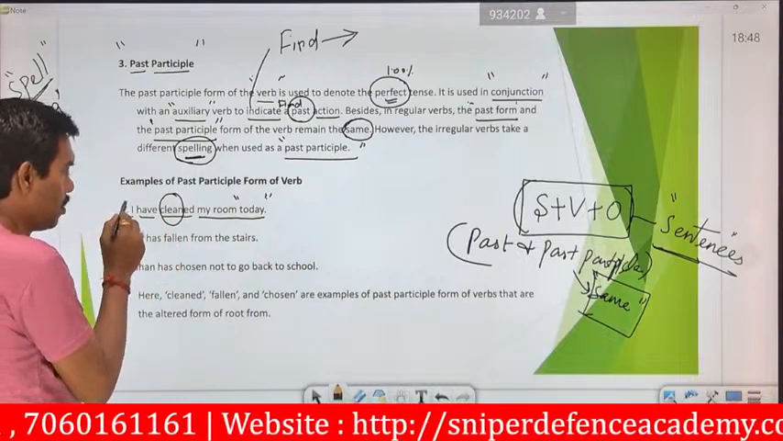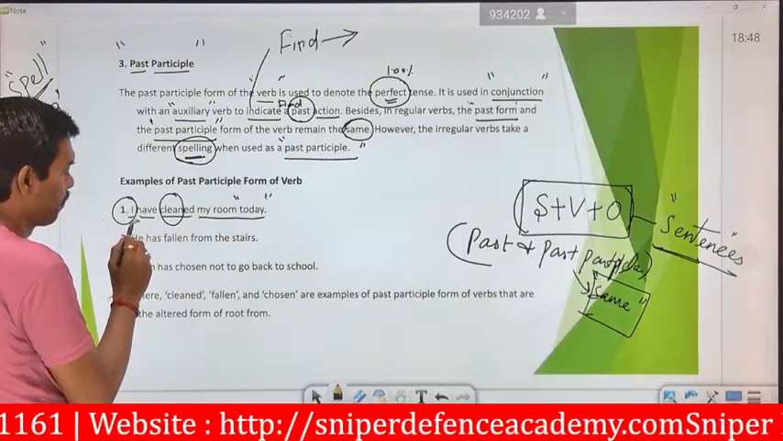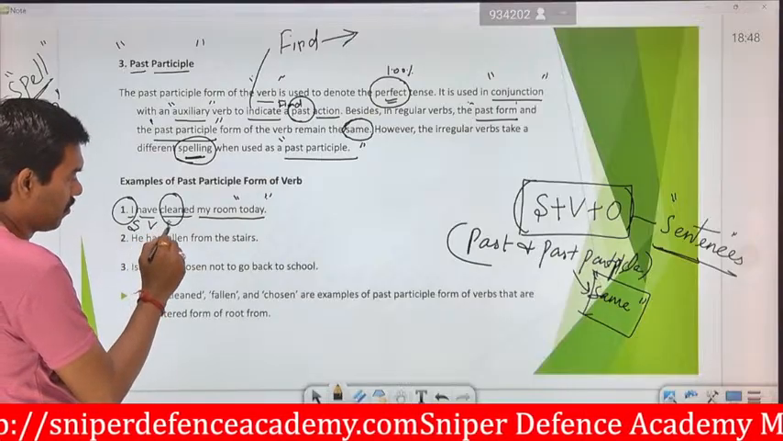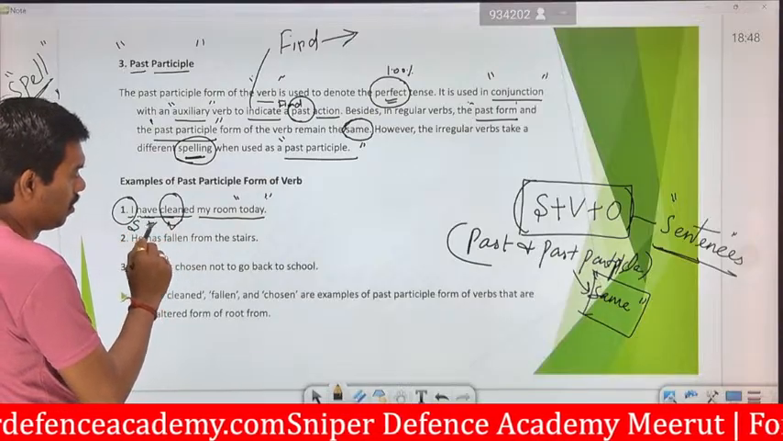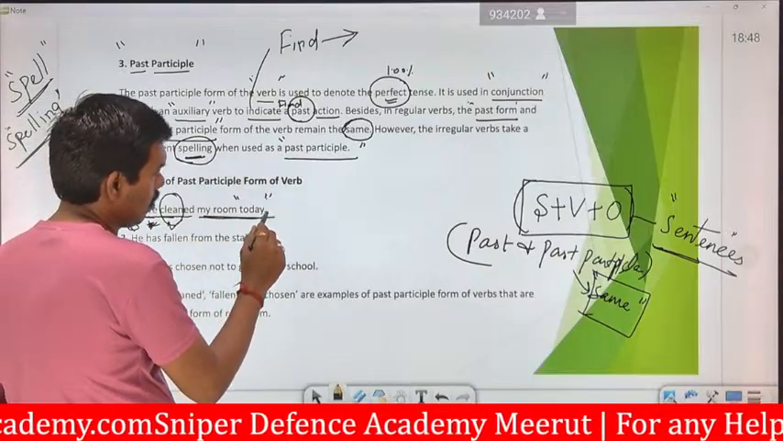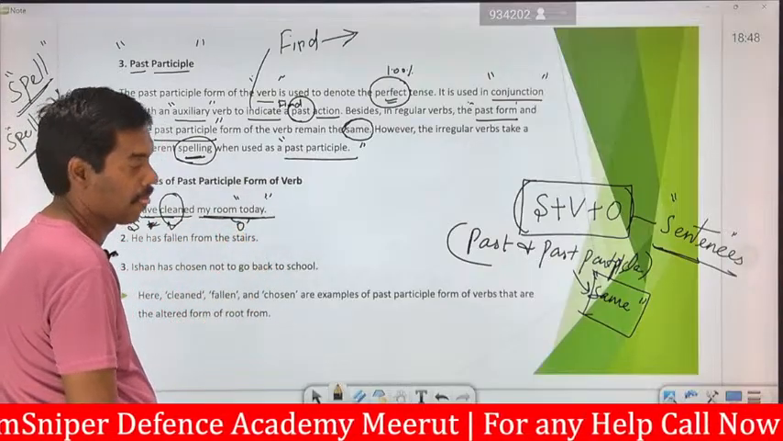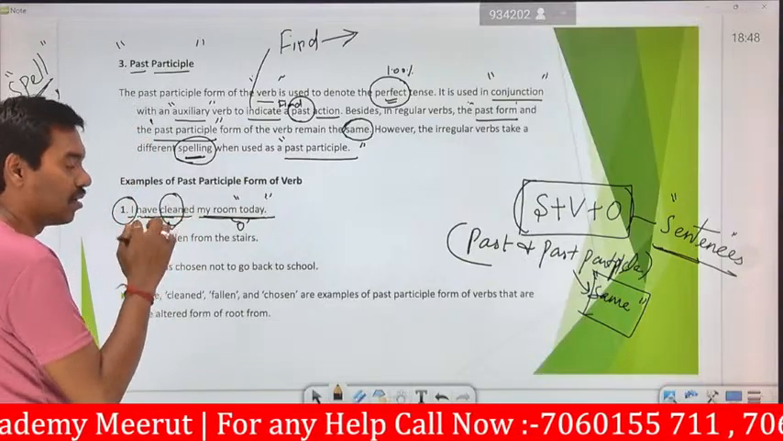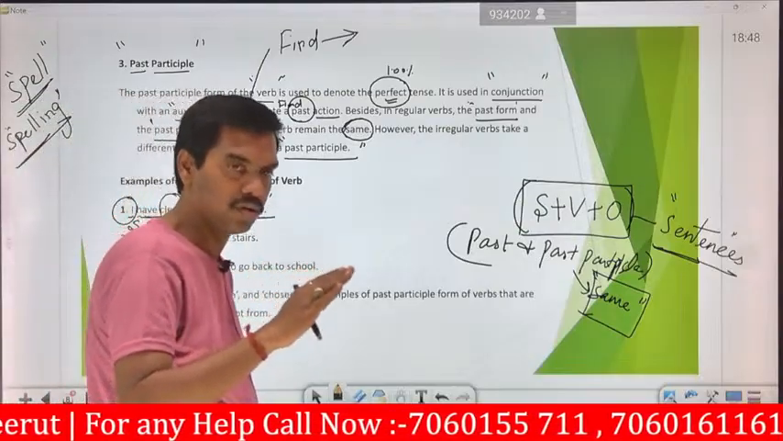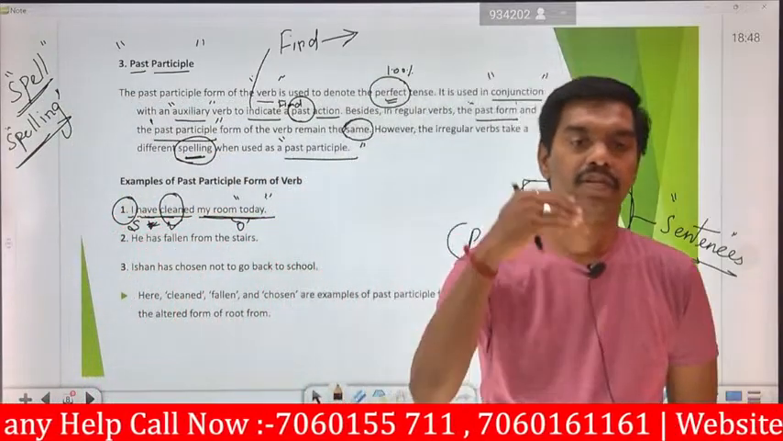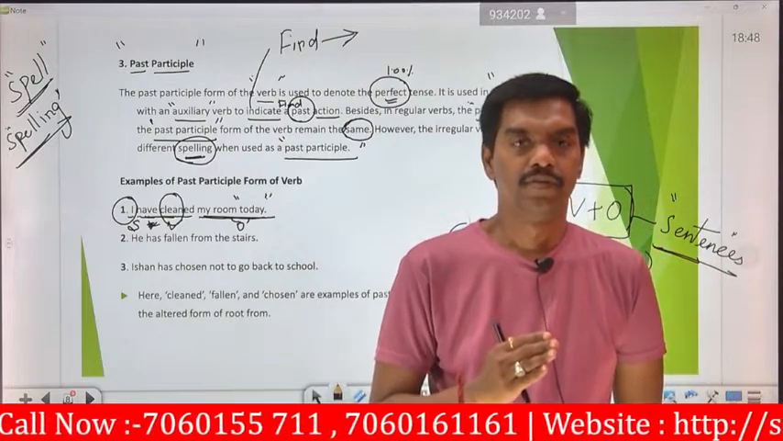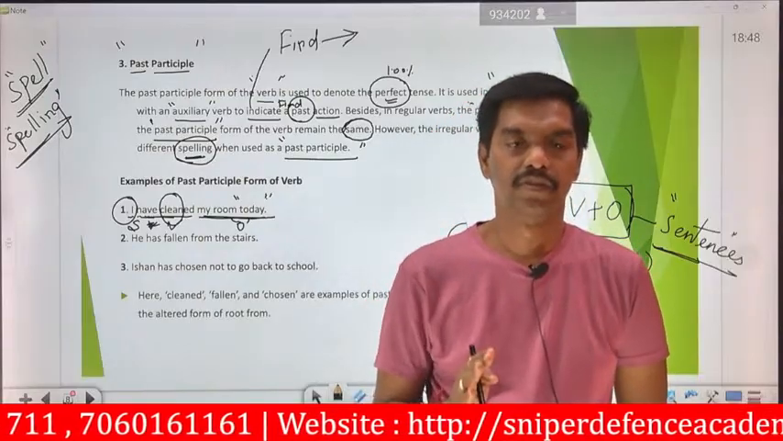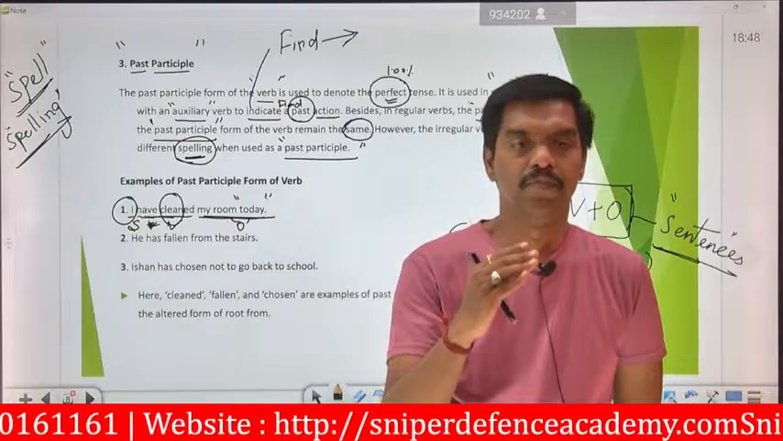For example, I is the subject. Sorry, cleaned is the verb. My room is the object. I have already cleaned my room, so this cleaning has already been completed. When it was completed, nobody knows. It's a past tense. It was completed before 6 p.m.